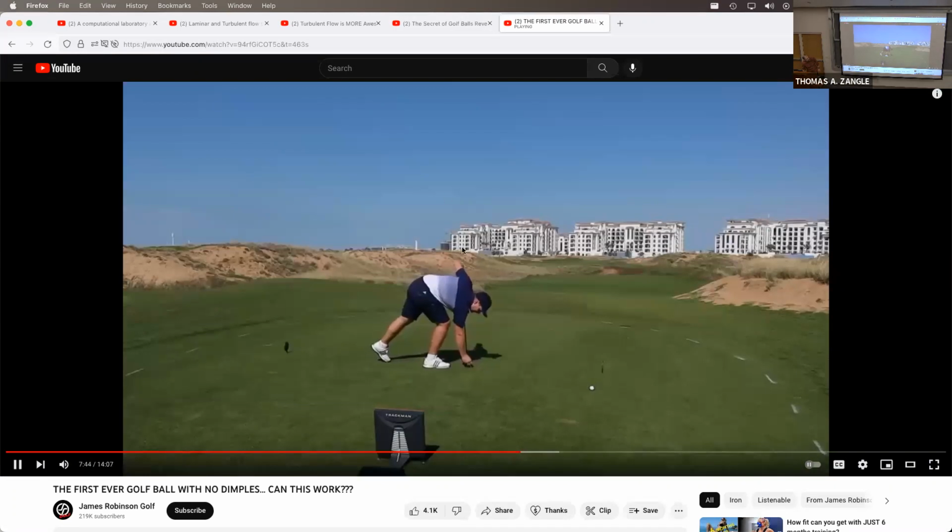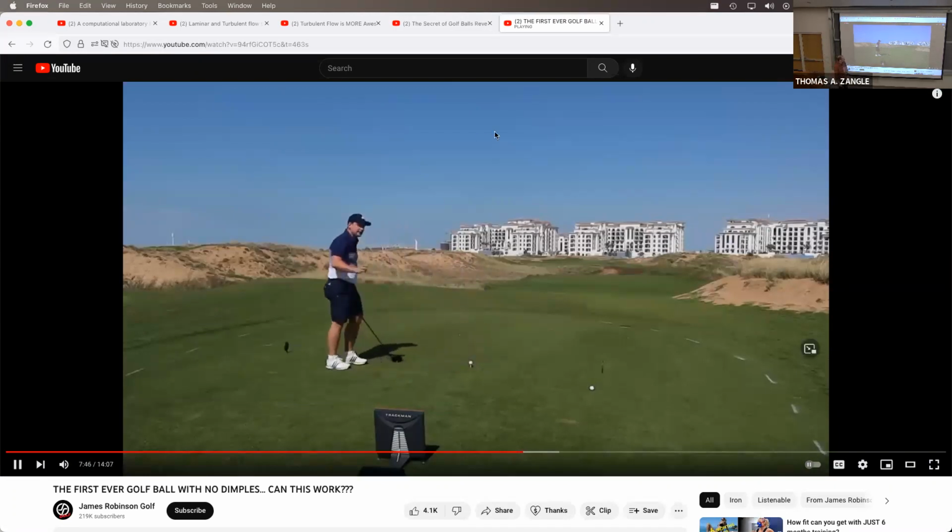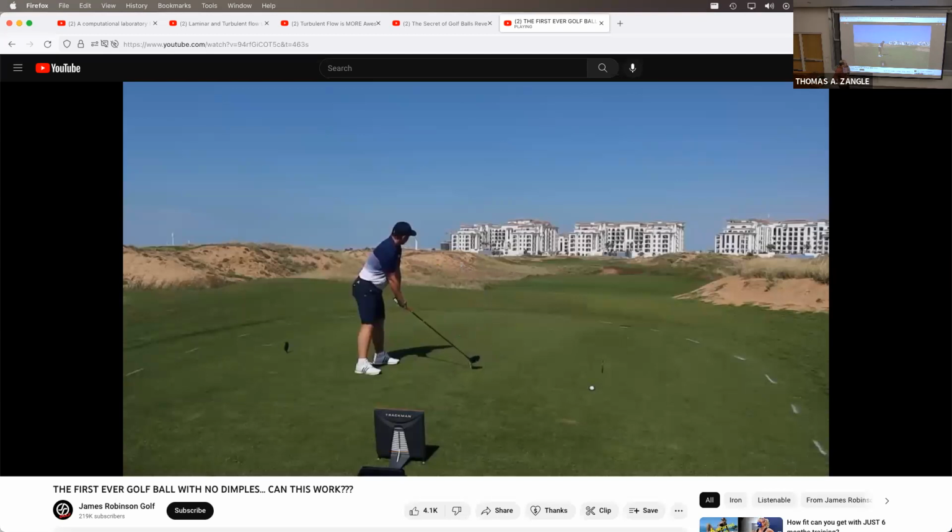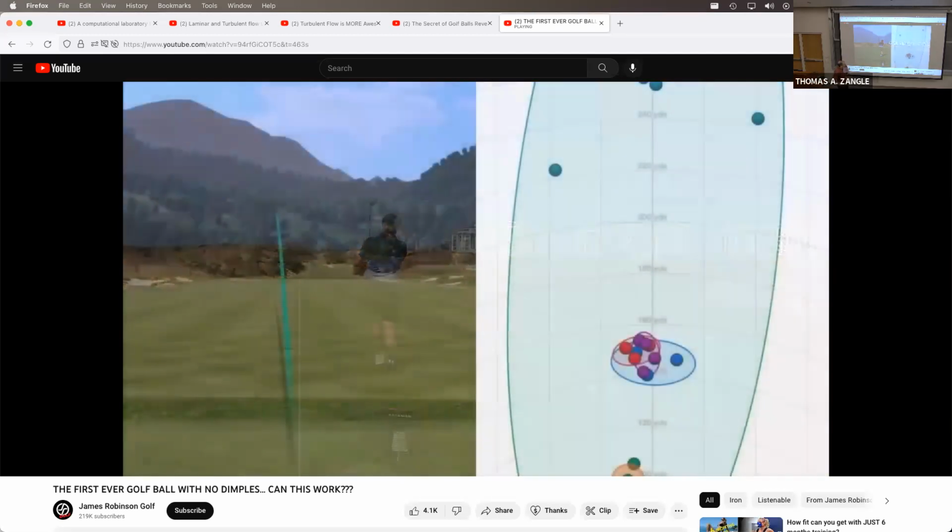Heel a little bit and let it fly. Let's see what the shot trace movement there. Oh.